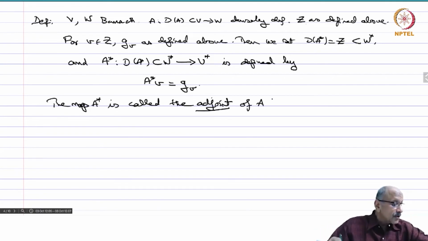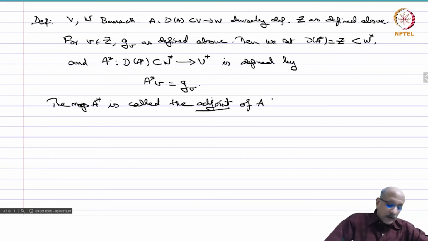So the adjoint is defined for densely defined operators. Of course, A star need not be densely defined. It is defined on some subspace, D of A star, and that is all we know; we have no information other than that.